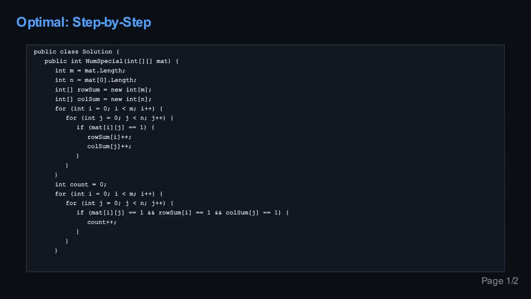Let's trace this with an example. Consider a 3 by 3 matrix, row 0 is 1 0 0, row 1 is 0 0 1, and row 2 is 1 0 0. We initialize our row sum and column sum arrays to all zeros.